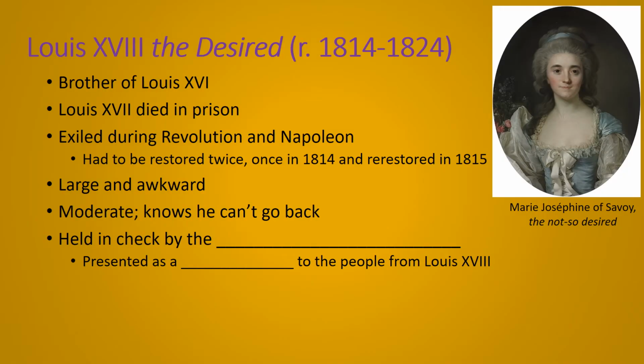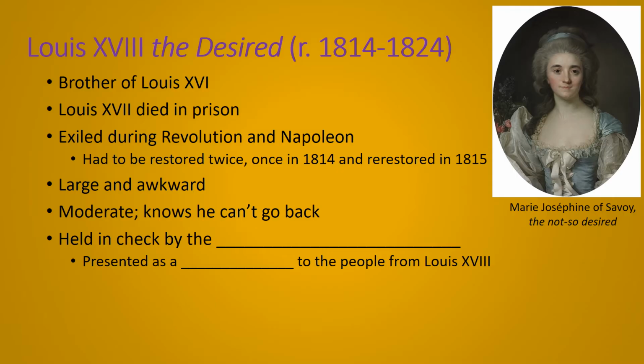A very interesting king. Known sometimes as Louis the Desired. He'll reign for 10 years. He was fairly old, in his 60s, when he became king. And he was the brother of Louis XVI, the one who had his head removed from his body by the guillotine. Louis XVI's son, Louis XVII, died in prison and was never truly a king other than in name.